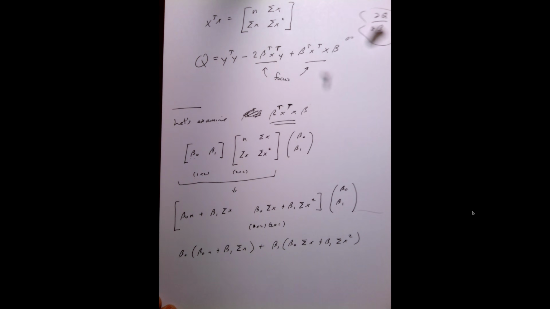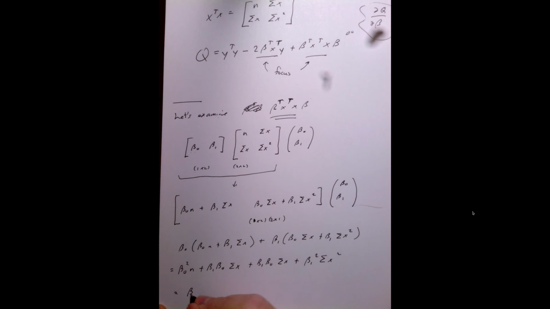All right, simplify that a little bit. So I'm going to get beta 0 squared times n plus beta 1 beta 0 sum x's plus beta 1 beta 0 sum x's plus beta 1 squared sum x's squared.